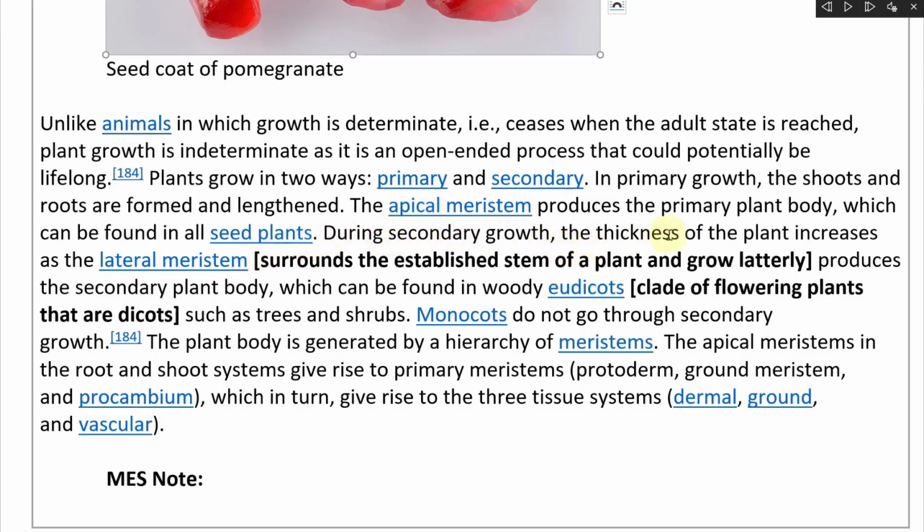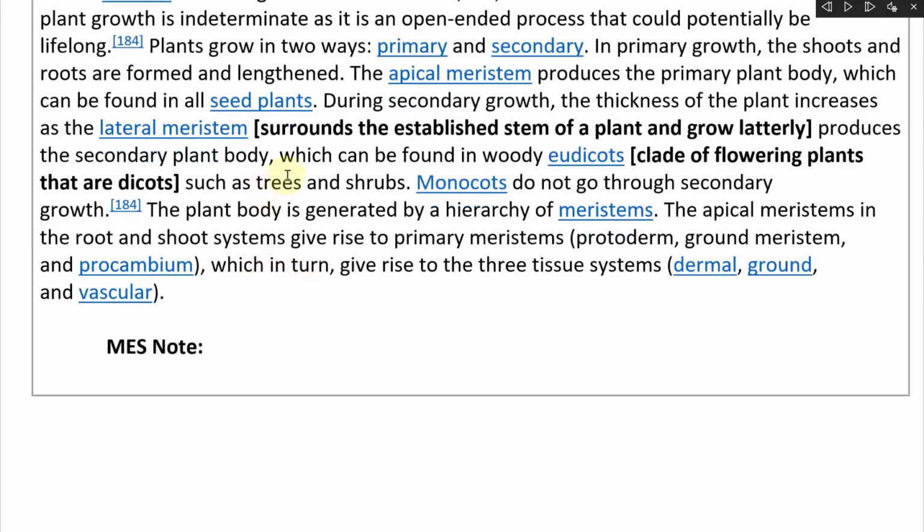During secondary growth, the thickness of the plant increases as the lateral meristem surrounds the established stem of a plant and grows laterally, and produces the secondary plant body, which can be found in woody eudicots. See this? Eudicots, which are a clade of flowering plants that are dicots, such as trees and shrubs. Monocots do not go through secondary growth.